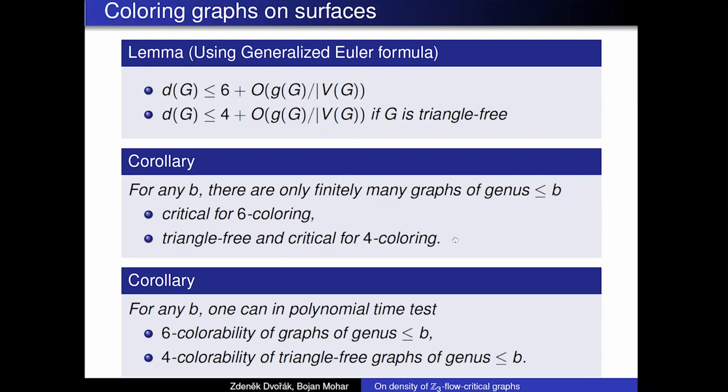And so as an example of a consequence of these results, for any fixed genus, you can test, let's say, 6 colorability of graphs of at most this genus in polynomial time, just by going over this finite list of obstructions, this finite list of graphs that are critical for 6 coloring, and checking whether they appear in your graph as a subgraph or not. Or another way you can say it: a graph of bounded genus is 6 colorable if and only if all of its subgraphs of some bounded size are 6 colorable.